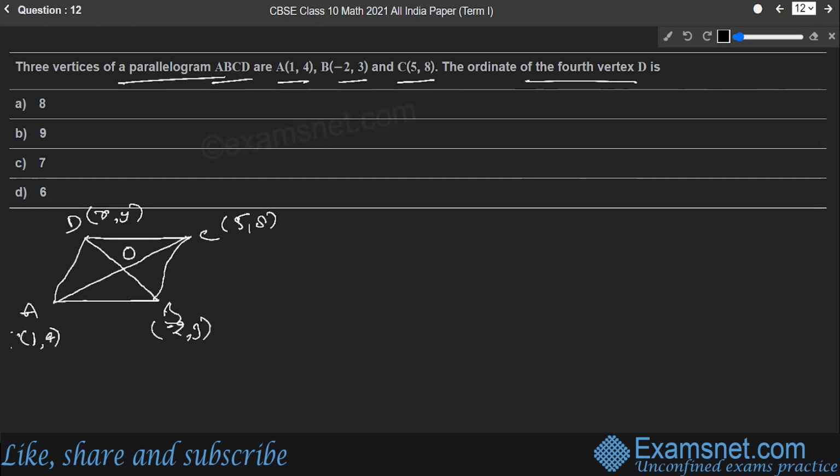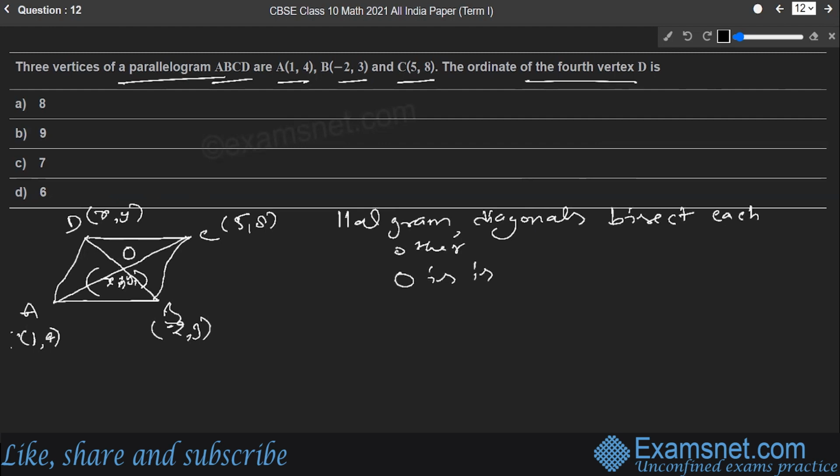Let us have the center value as O, and let us name the point O as x1 comma y1. Now, as we know, in a parallelogram the diagonals bisect each other. That means O is the midpoint of the diagonals.